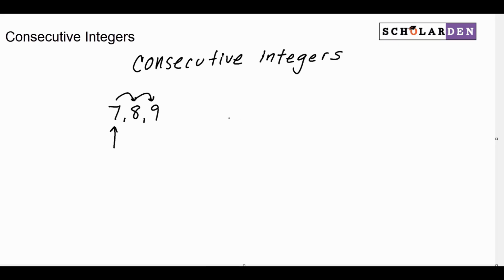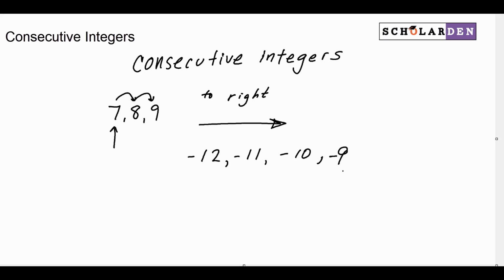What happens if I started at a negative number? Say I started at negative 12 and I wanted the next consecutive integer, it would actually be negative 11. So it looks like you're going down, but you're actually going up because you're moving to the right. So we are moving to the right when we talk about consecutive. So negative 12, negative 11, negative 10, that would be 3 consecutive integers. Doesn't have to be 3. I could do 4 consecutive starting there.